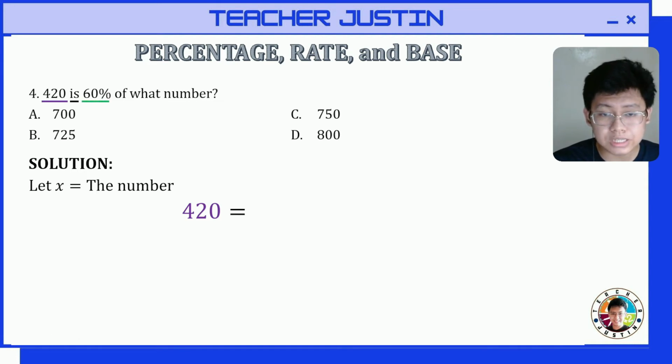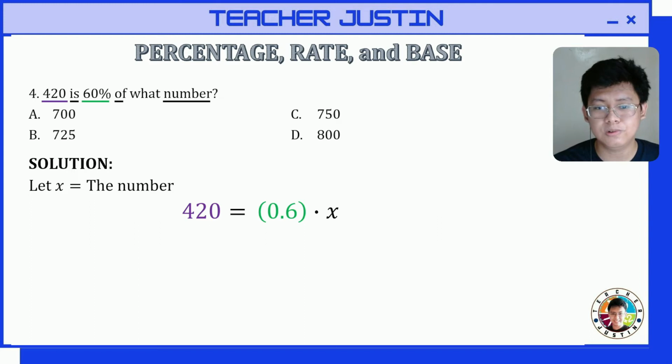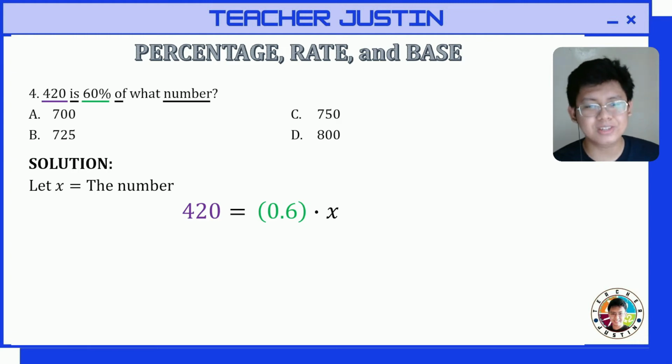Tapos yung 60%, okay, convert natin to decimal. So it will be 0.6. Then yung word na "of," it can be translated as a multiplication symbol. So times. Tapos we are multiplying it by the number that we're looking for. So yung representation ng number na yan is the variable x. So if we look at our equation, magiging 420 is equal to 0.6 times x siya. So yan yung ating equation na gagamitin to solve for the value of x.